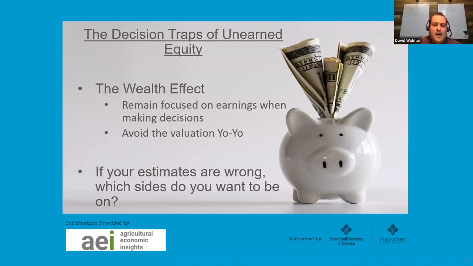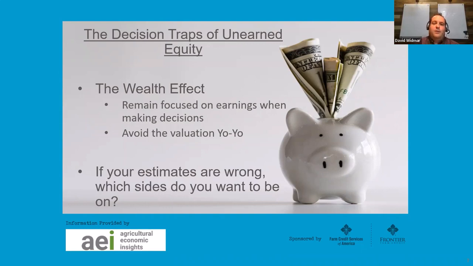The second one is we want to avoid something that we call the valuation yo-yo effect. It's kind of this emotional roller coaster. When farmland markets are going up, if we keep marking our farmland values up to the market, we get that positive wealth effect feeling going on. And then all of a sudden, if the market turns down, we've got to reevaluate that land. We've got to bring it down. That can kind of play to the other side of the pendulum swing.